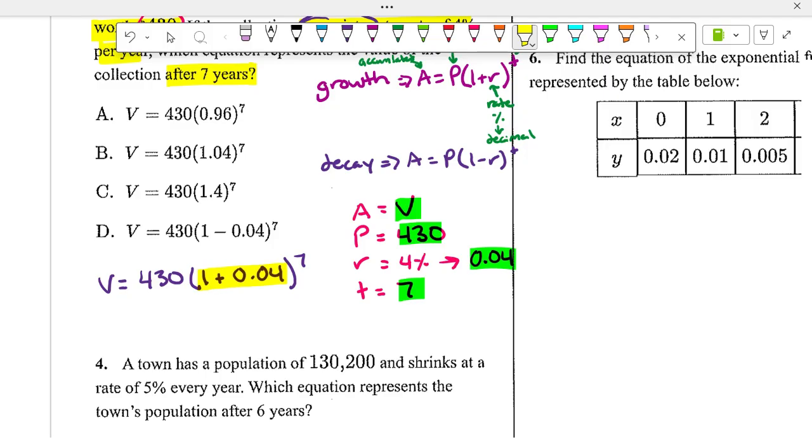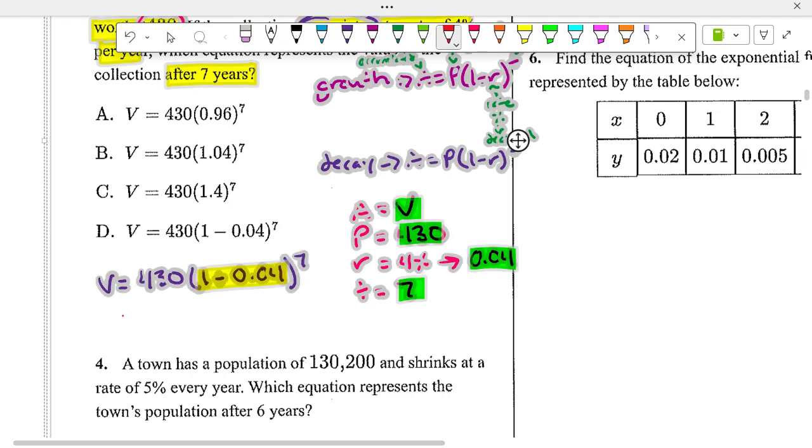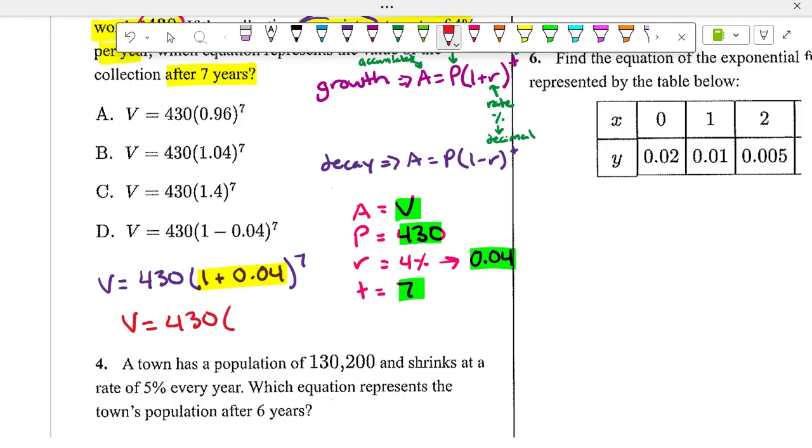So what's 1 plus 0.04? 1.04. So V is equal to 430 times 1.04 to the 7th power. So which of these answer choices matches either the purple or the red? I mean, which answer choice matches either one of these? B. Now, why does D not work? What's the difference between D and the purple equation? Right, it has that negative instead of the positive. So be careful like that. They like to throw stuff at you like that.